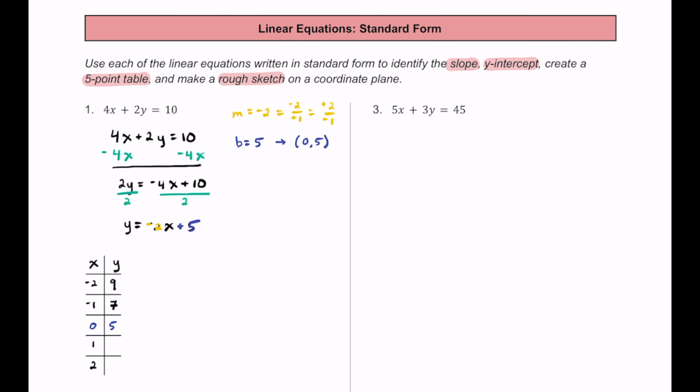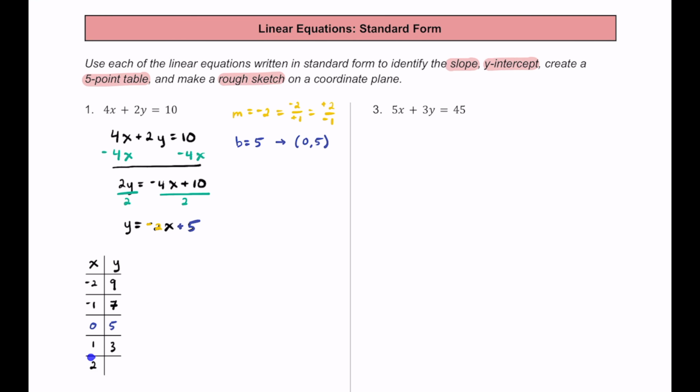All right, and we can say, okay, what if x is positive 1? We can plug in 1 over here. Y is equal to negative 2 times positive 1 plus 5. Negative 2 times 1 is going to be negative 2 plus 5. That's going to equal positive 3. So when x is 1, y is positive 3.